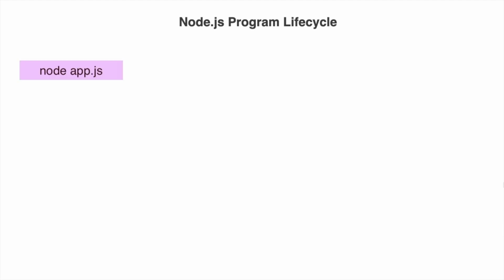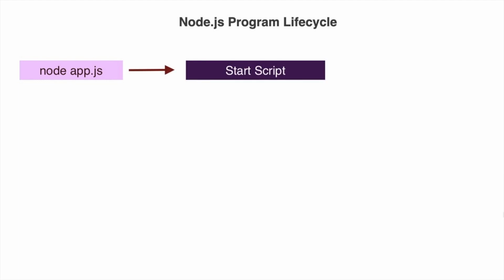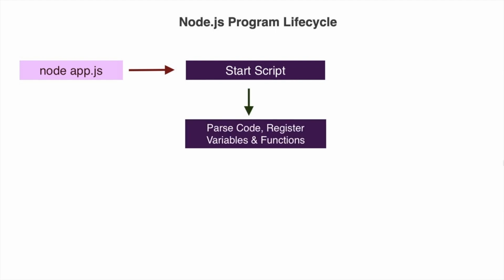We executed that file with node app.js because our file was named app.js, and this essentially started the script where Node.js went through the entire file, parsed the code, registered the variables and functions, and so on. So it basically read our entire code and started executing it, but then something important happened. We never left that program, right? The reason for this is an important concept in Node.js called the event loop.